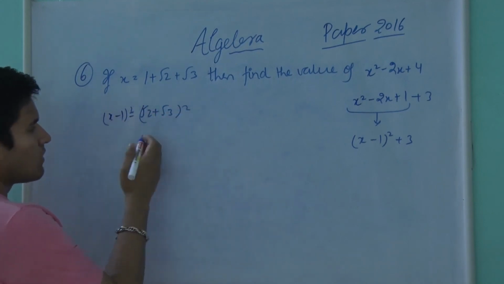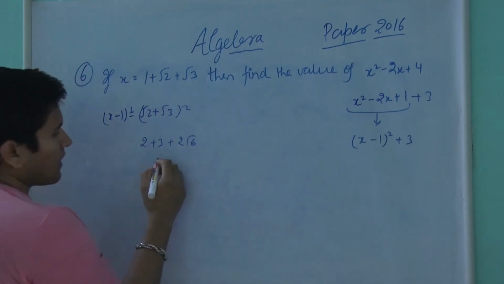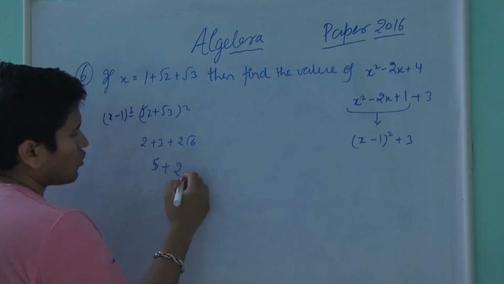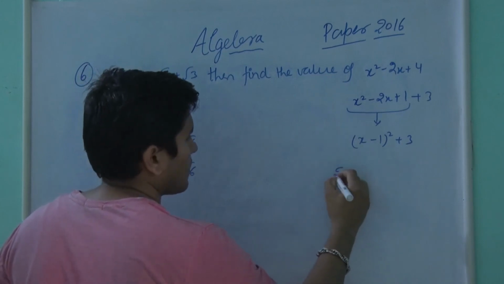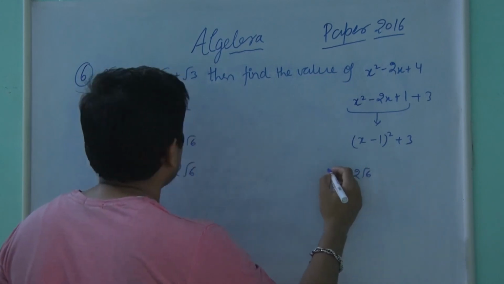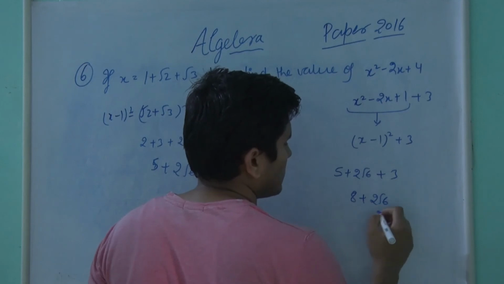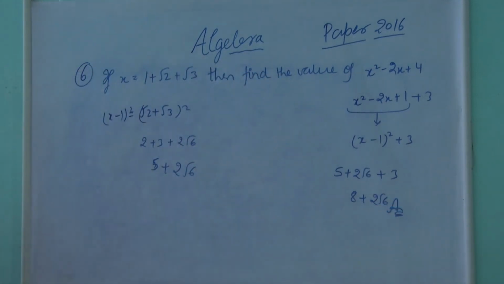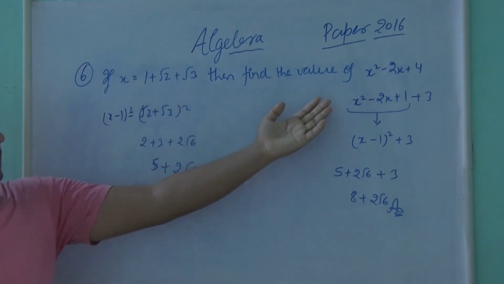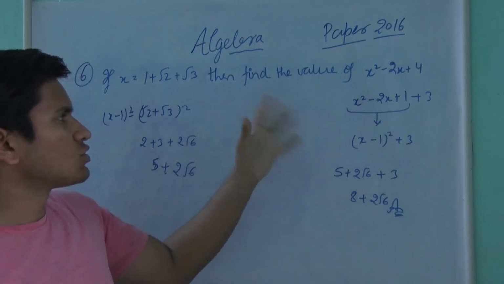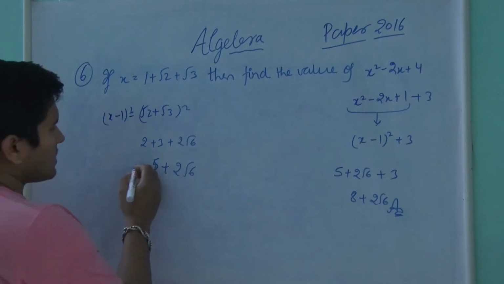On squaring it, you will get 2 plus 3 plus 2 into root 6, that is 5 plus 2 root 6. Put the value of 5 plus 2 root 6 here. Then you will get the answer of the question easily. If you put the value of x directly in the equation, then the question will become very hodgepodge. If we do this question in this way, then it is very easy.